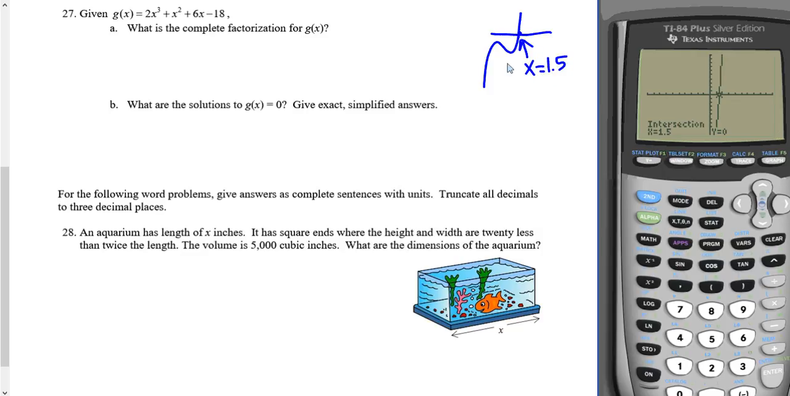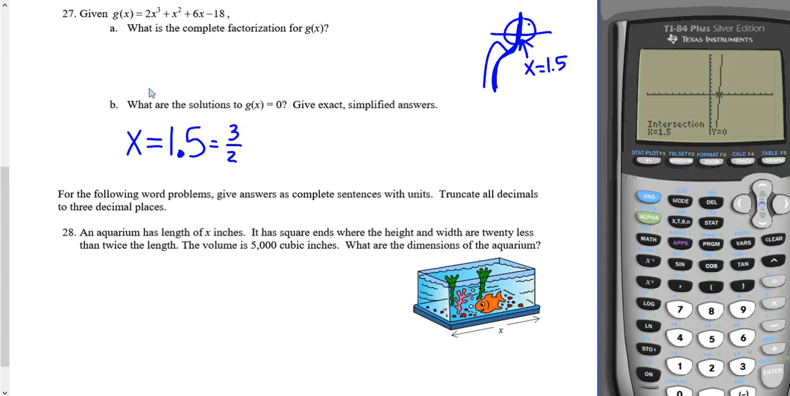So I don't know whether it made a bend down here or if it just did a regular cubic shape. It doesn't matter. This is my only x-intercept. So my only real solution right here is going to be x equals 1.5. If x equals 1.5 is a solution, if I'm working backwards, that's 3/2.